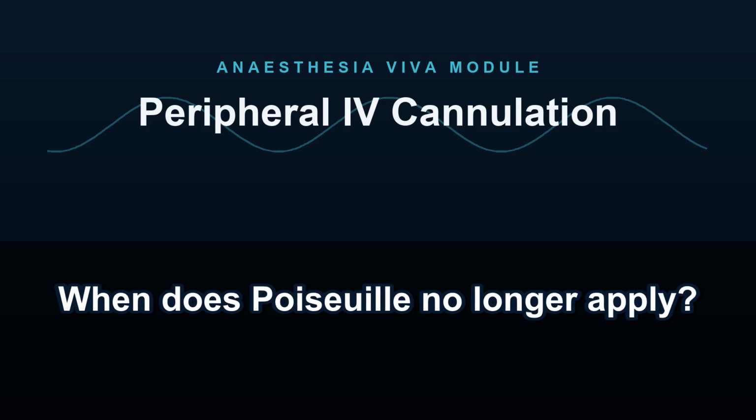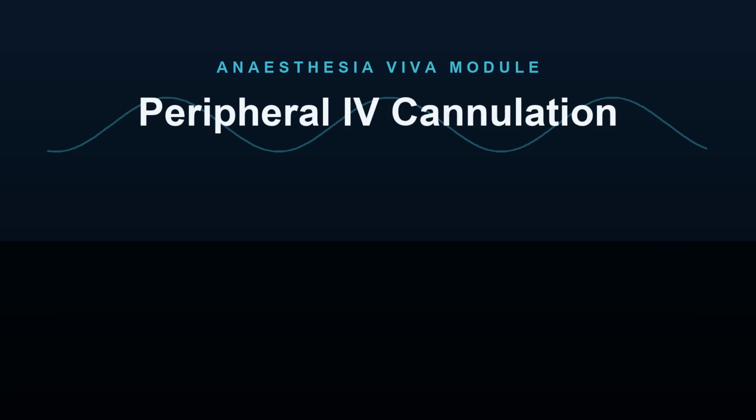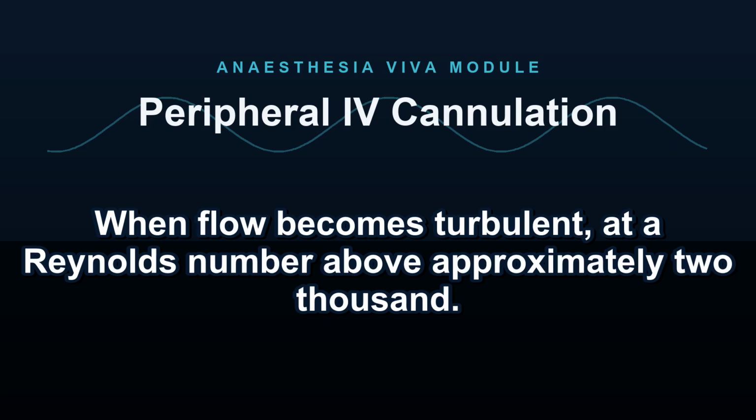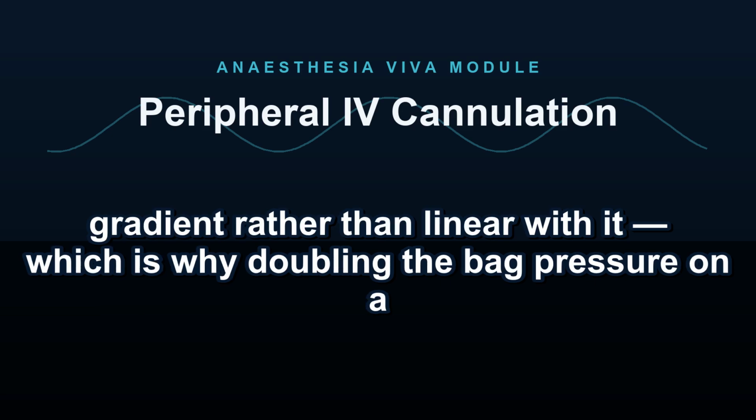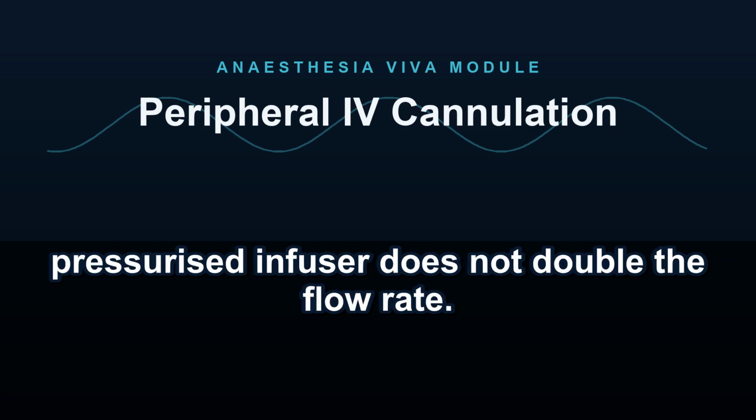When does Poiseuille no longer apply? When flow becomes turbulent, at a Reynolds number above approximately 2000. Once turbulent, flow becomes proportional to the square root of the pressure gradient rather than linear with it, which is why doubling the bag pressure on a pressurized infuser does not double the flow rate.